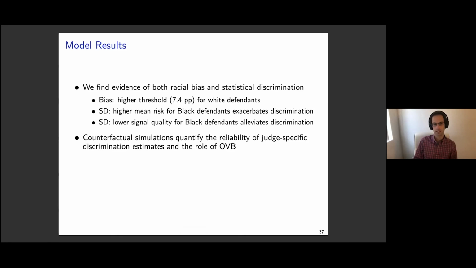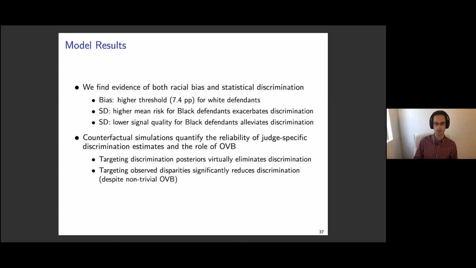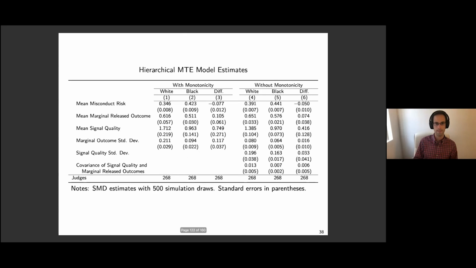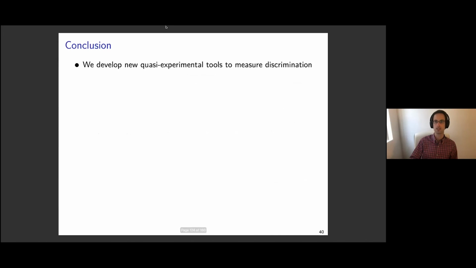We do some counterfactual simulations to really try to understand whether these are reliable. And so if you actually target the judges that are estimated to be discriminatory by our method, would you actually be able to reduce discrimination, or is there just too much noise in this process to reliably estimate who's a discriminator? And we find that you can virtually eliminate all discrimination if you use the posterior estimates of discrimination, but just targeting the observational disparities without the fancy correction also reduces discrimination significantly.